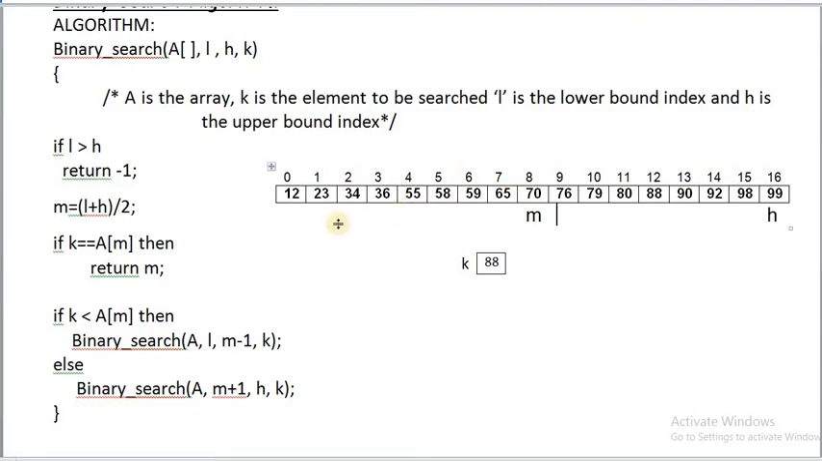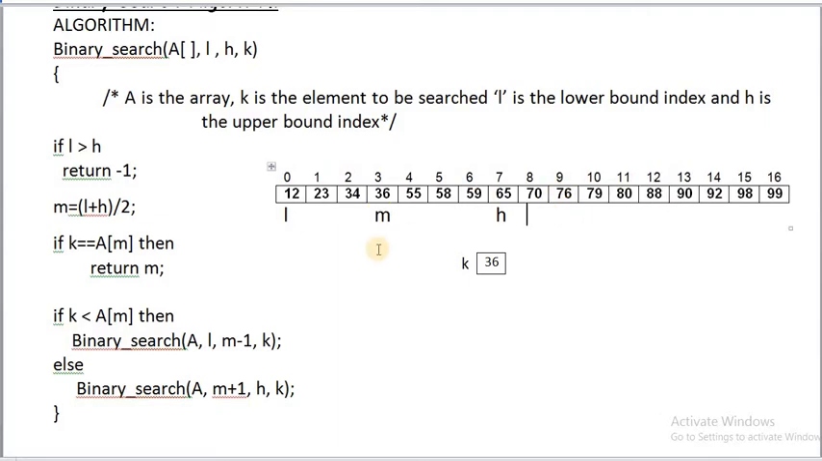Assume that the element is only 36. If it is 36, then the control continues the search on this side. Now the control starts again from here. Is L greater than H? L is 0, H is 7. Is 0 greater than 7? No, so this statement is not executed. Again M is found: L plus H by 2. 0 plus 7 by 2 is 3. Here M.